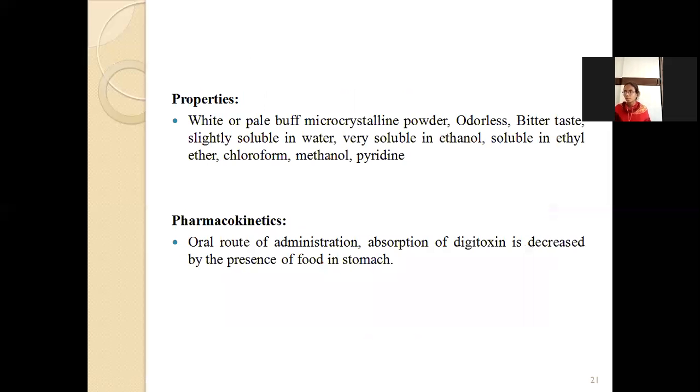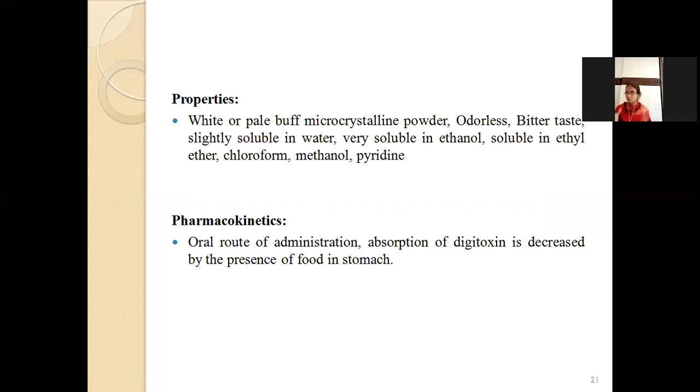Next, properties: it is a white or pale buff microcrystalline powder, odorless, and bitter in taste, slightly soluble in water and soluble in ethanol, ether, chloroform, methanol, and pyridine. In pharmacokinetics, it is given by the oral route of administration. Absorption of this digoxin is decreased due to the presence of food in the stomach.